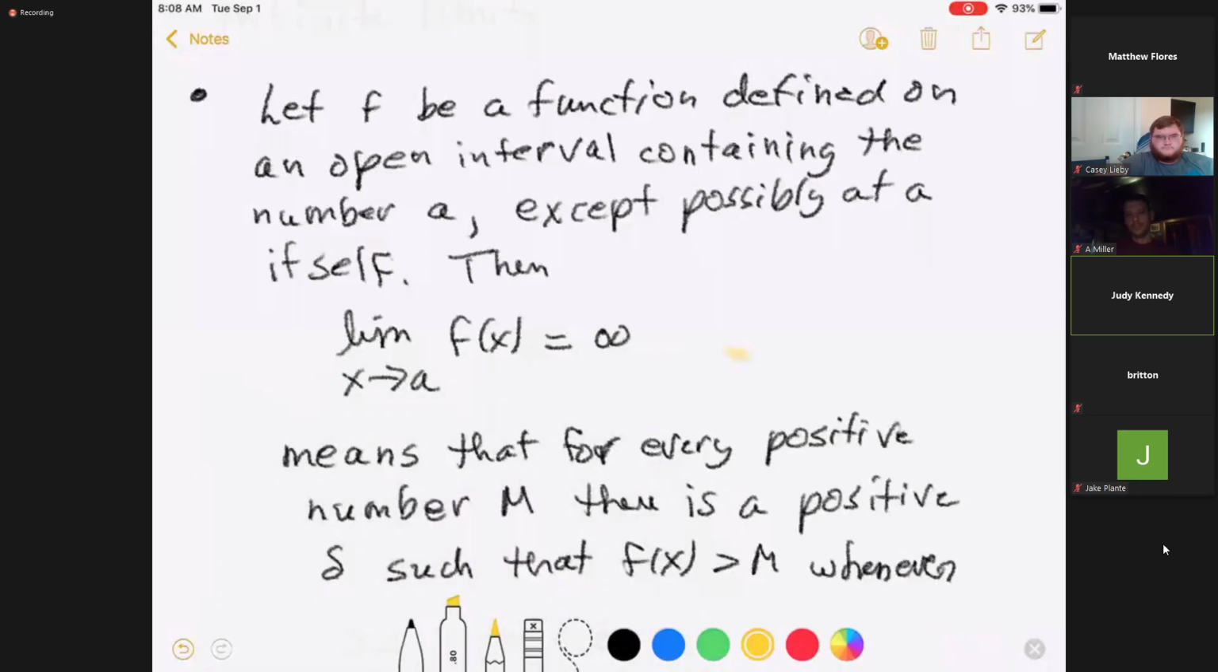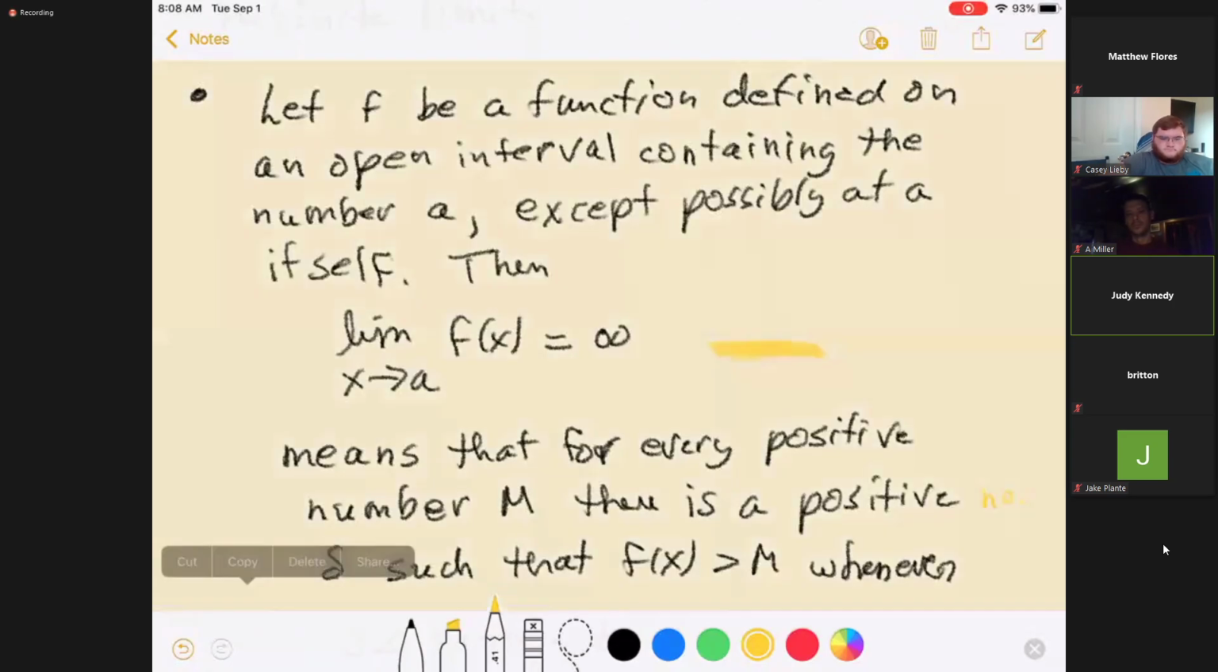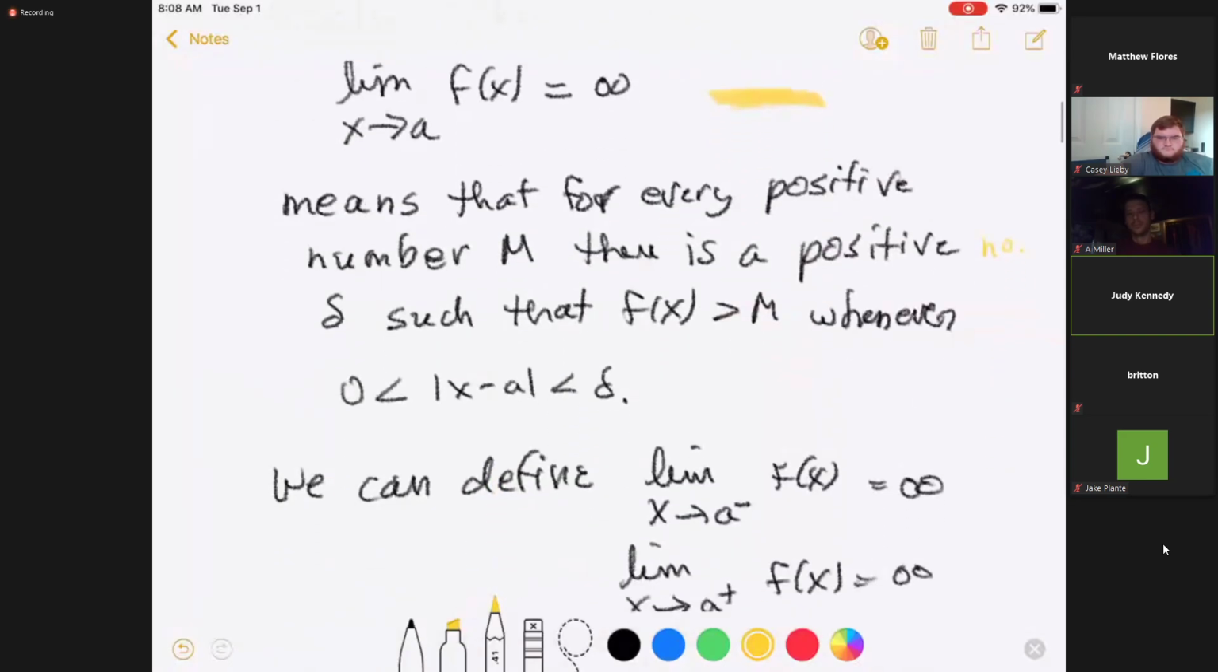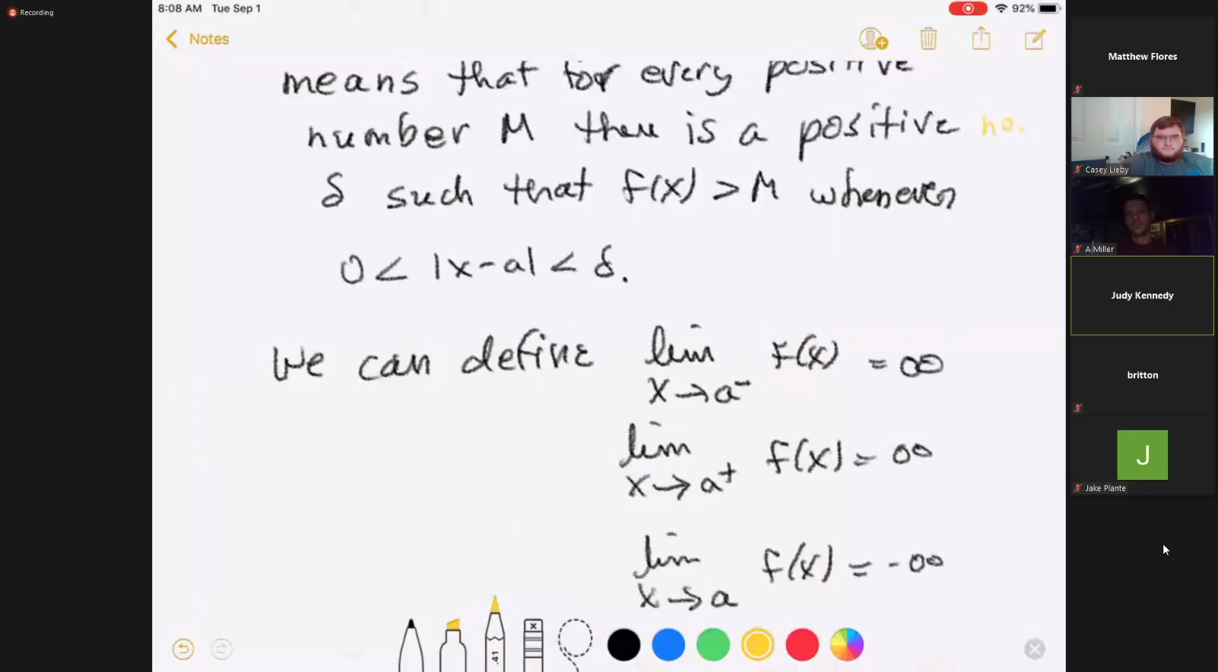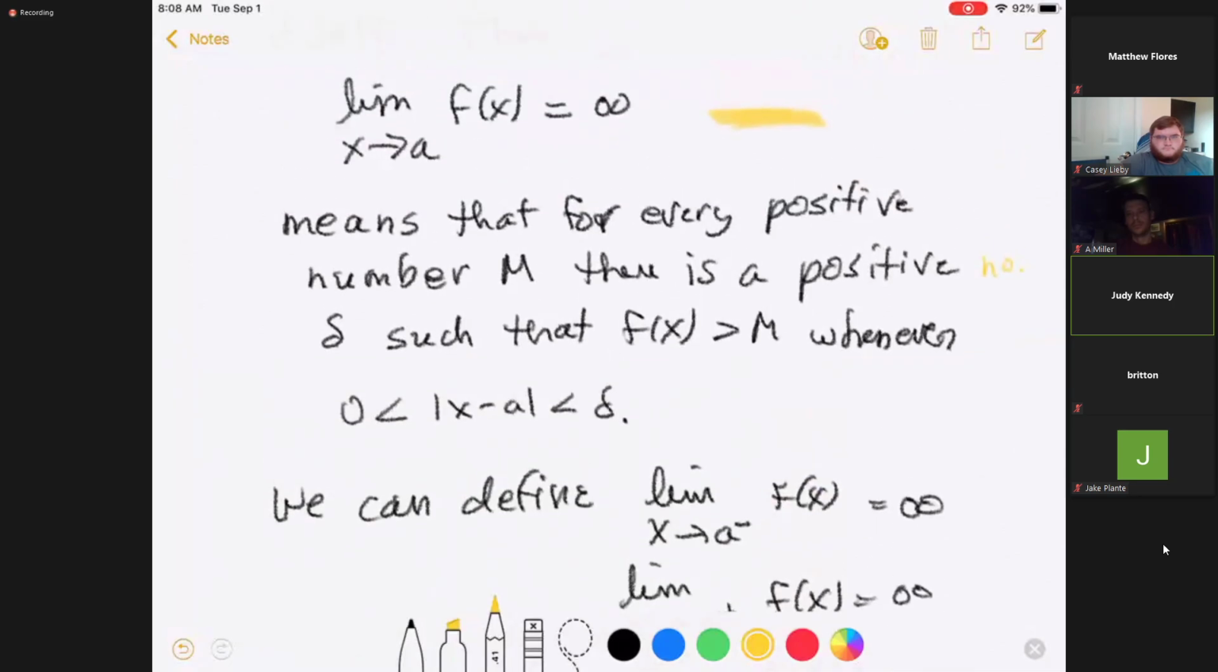There we go. So right here, that means that for every positive number M, think big positive, there is a positive number delta, such that f of x is greater than M whenever x is within delta of a, but not equal to a. That's what that last line says.